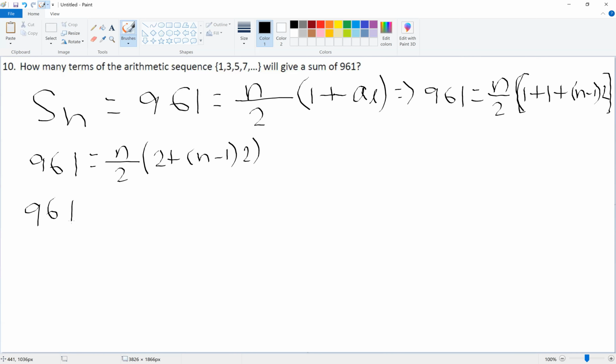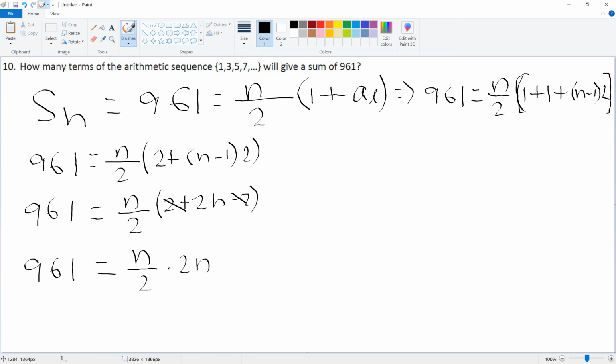And I multiplied the fractions together, n over 2 times 2n, and I got 2n squared over 2, which is just the same thing as n squared because the 2's cancel out. And I was left with 961 equals n squared, and I square rooted both sides, and I got n equals 31. Ocean, do you understand? Yeah, I get it. So the trick was to replace this with this so that you can solve for n.